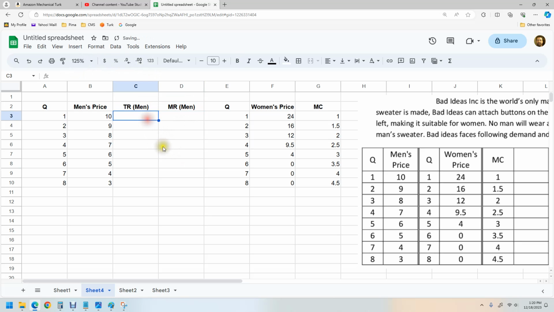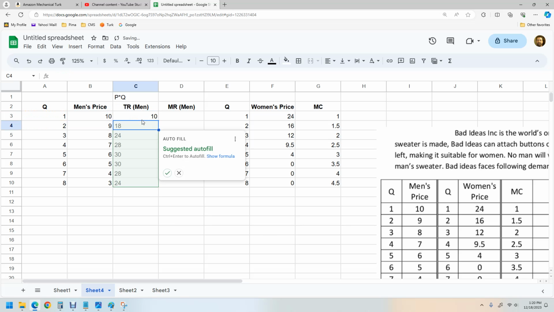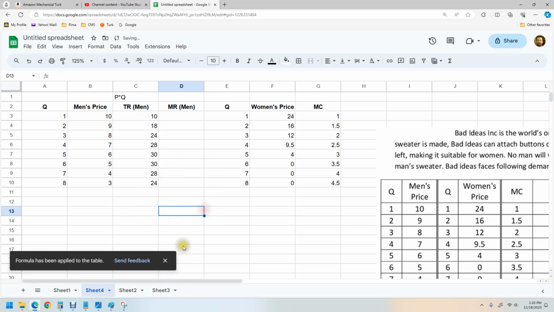The problem tells us that the sweaters are not interchangeable. So whatever the men wear, the women will not wear, and vice versa. Total revenue is price times quantity. I wrote the formula there for you. So we hit the equal sign, then quantity, then the star key, the asterisk, which tells it to multiply. It's 1 times 10. We know that's 10, but we're using the spreadsheet, and it auto fills it for us real quick.